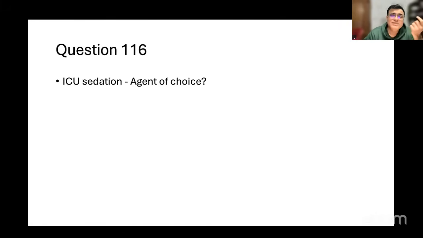Dexmedetomidine also has one more advantage: there is less chance of respiratory depression. So currently, after the MIND-USA trial and other trials, it is becoming the preferred agent in the PADIS guidelines.